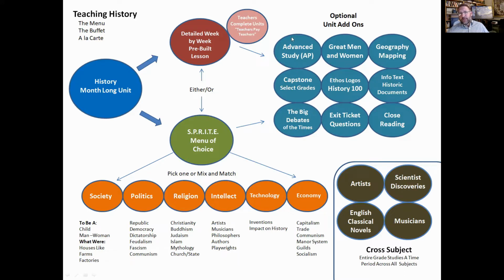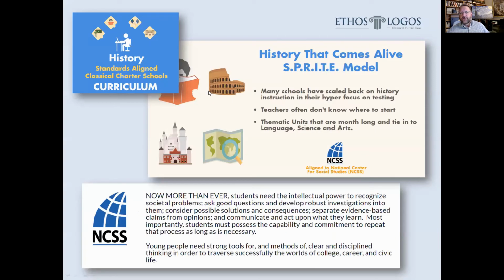So we actually have AP advanced studies for the higher grades. We can pull in the great men and women from history from that particular unit that occurred. The Ethos Logos 100, the big debates that were happening at the time, source documents, those kind of things. Then we also have the buffet to choose from, and then kind of what it's like from the society and the SPRITE model. And then finally, how that unit of history interconnects and ties in with art, English, through novels, musicians, and the great discoveries, so the cross-pollination of it.